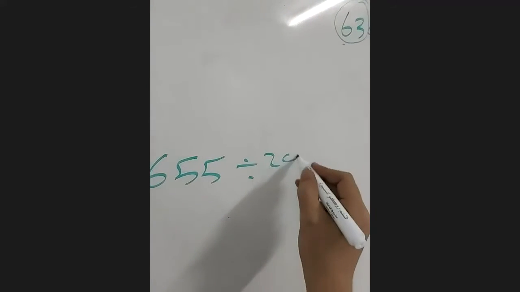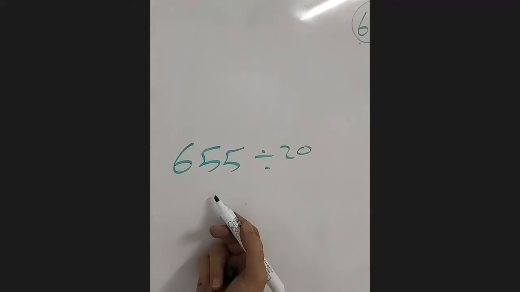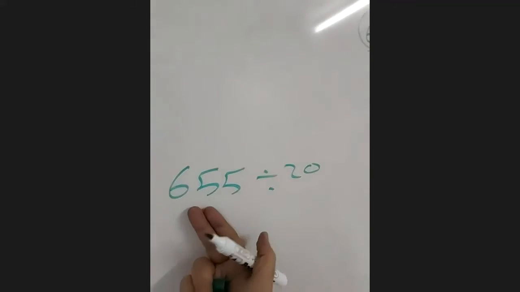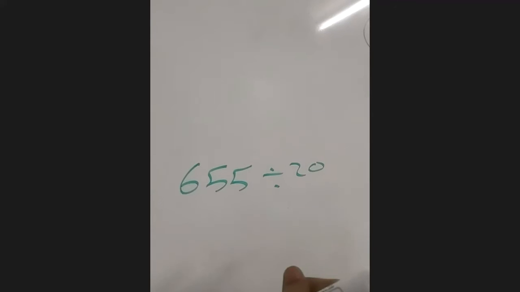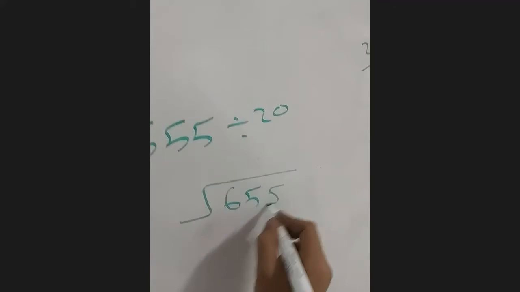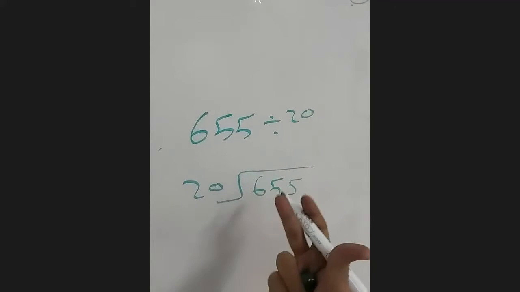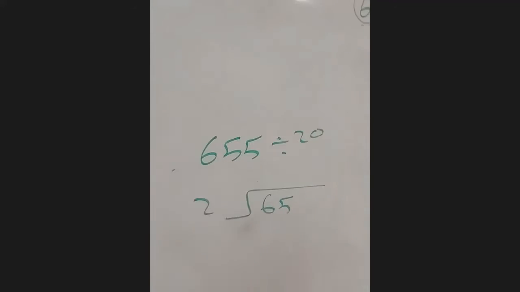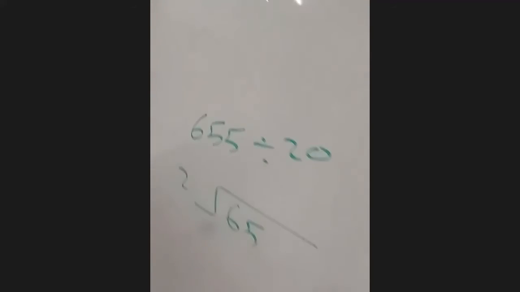Yes, mister. 655 divided by 20. How do we do it? Divided by 20? Mister, this is not in this lesson. We will take it later when we divide 3 digits by 2 digits. Not now. We'll take long division with 655 divided by 20 later, but you didn't take this idea yet. You take only 2 digits by 1 digit. Okay, thank you.